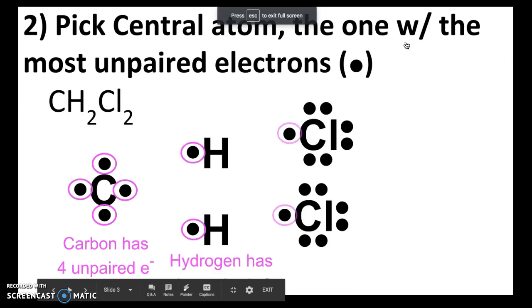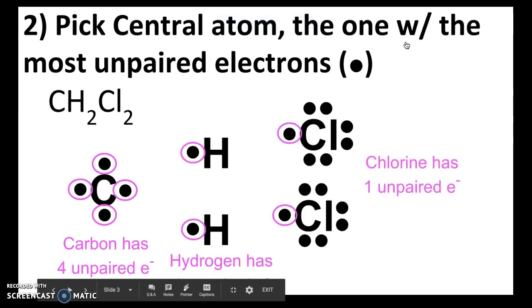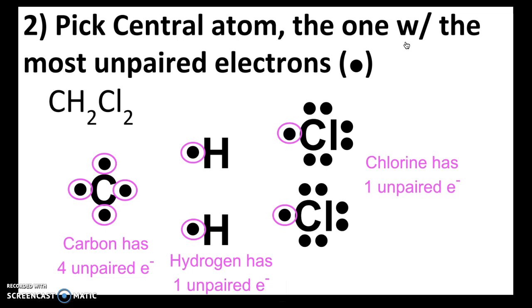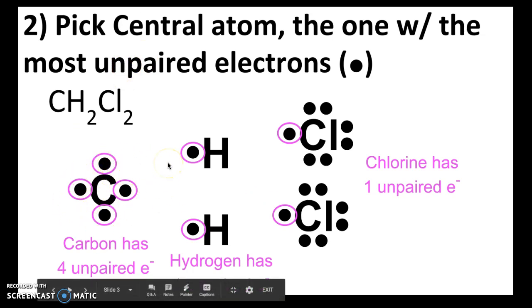And each chlorine has only 1 unpaired electron. So with that being said, that means that carbon has the most unpaired electrons. It has 4 unpaired electrons, each a single dot. So that's the one that's going to go in the center.